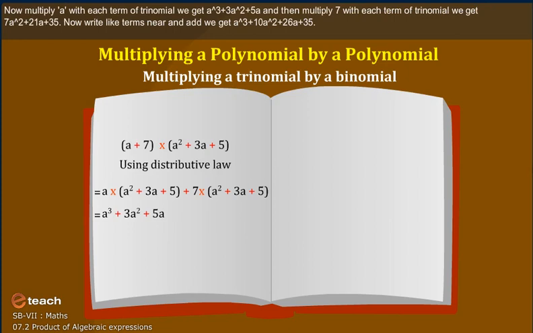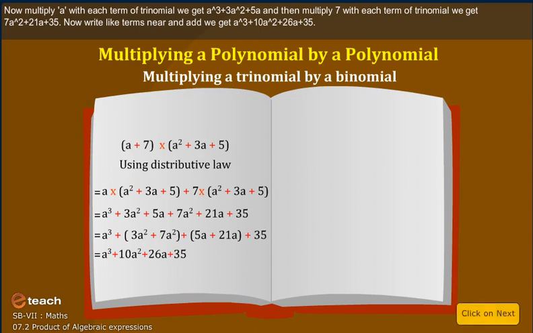We get a cube plus 3a square plus 5a, and then multiply 7 with each term of the trinomial. We get 7a square plus 21a plus 35. Now write like terms near each other and add. We get a cube plus 10a square plus 26a plus 35.